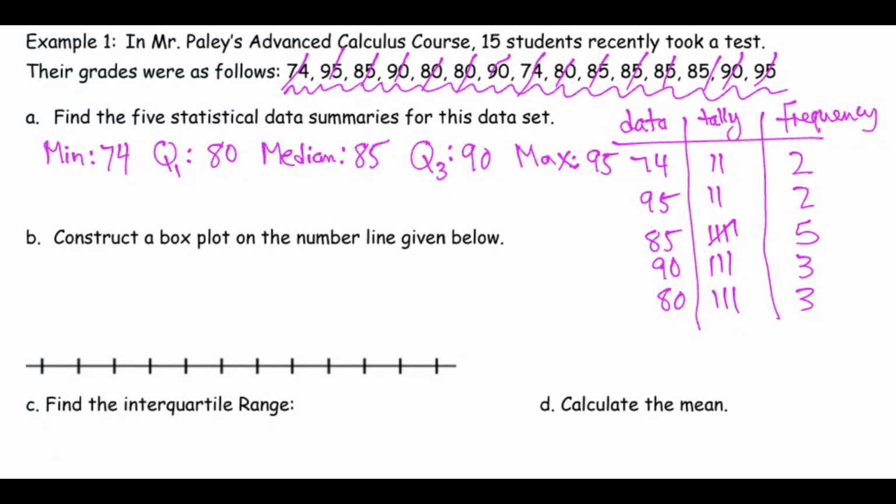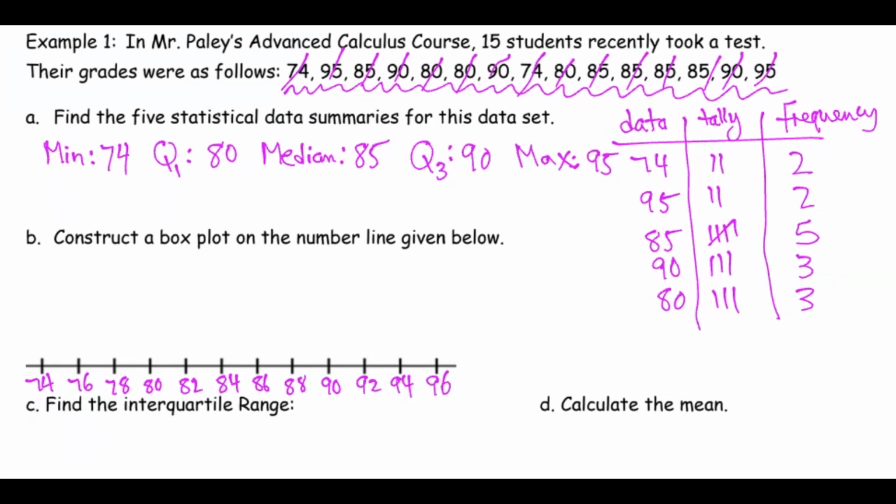So before we do the box plot, we need to scale our number line. So I'm going to start with 74, 76, 78. So I'm going by twos. 80, 82, 84, 86, 88, 90, 92, 94, and 96.